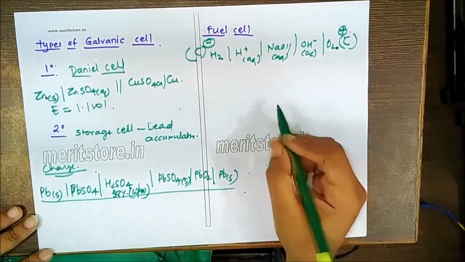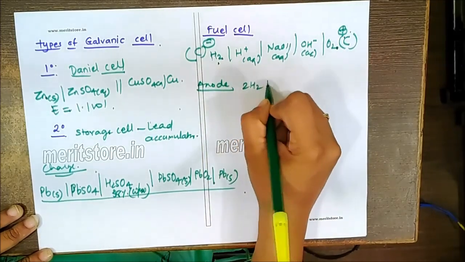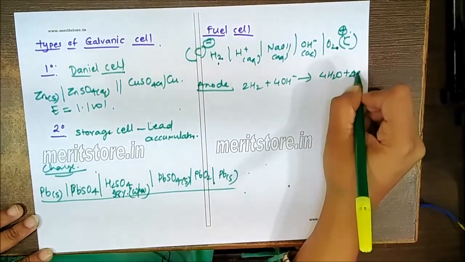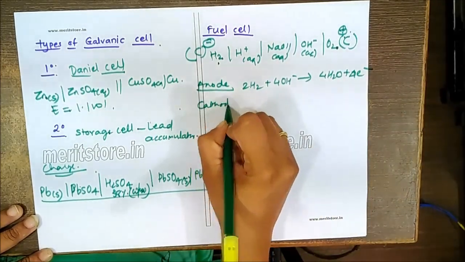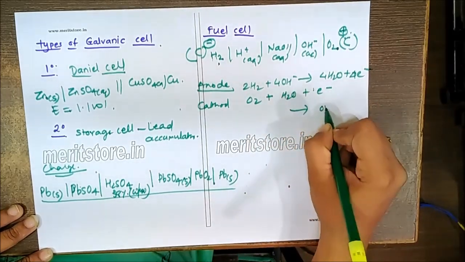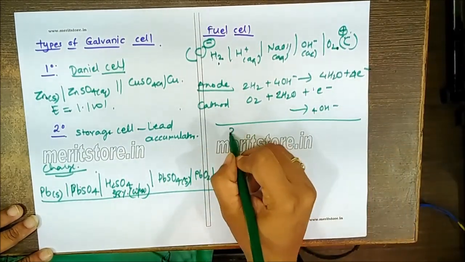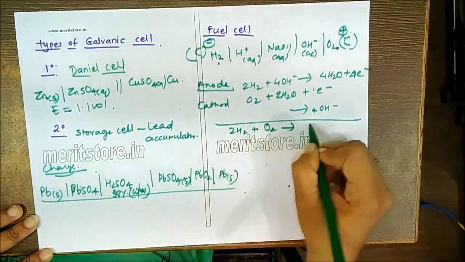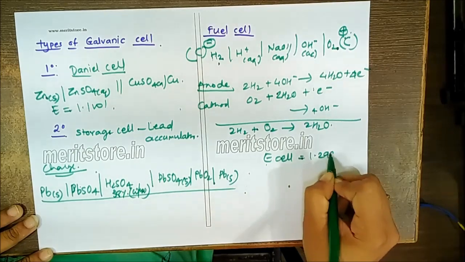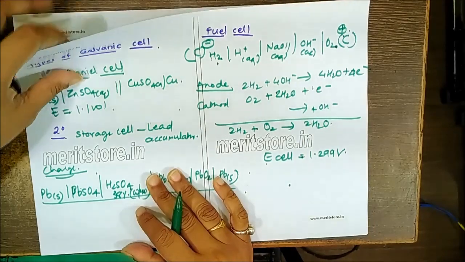So here what happens at the anode, where hydrogen is bubbled: the hydrogen in this aqueous media is converted into water by loss of electrons, while at the cathode, oxygen in the water gains electrons to give OH minus ion. So this is the overall process: twice H2 plus O2 generating water, along with the EMF of the cell generated, which is 1.299 volt. So this much current is produced during this reaction.